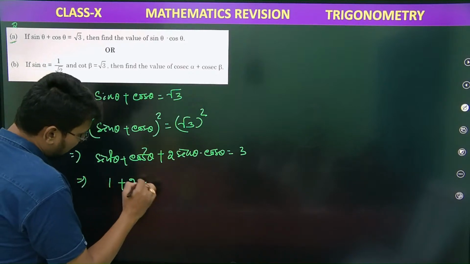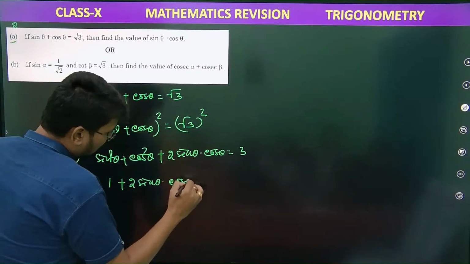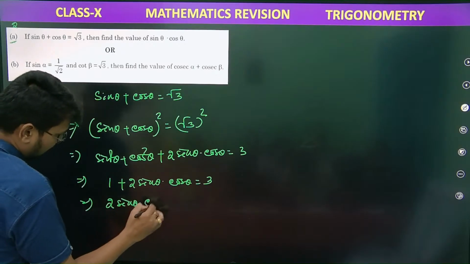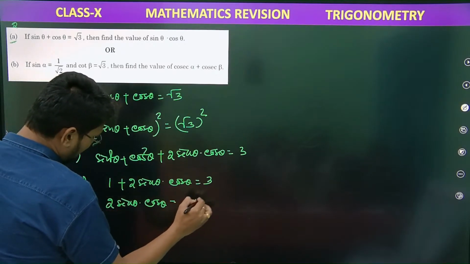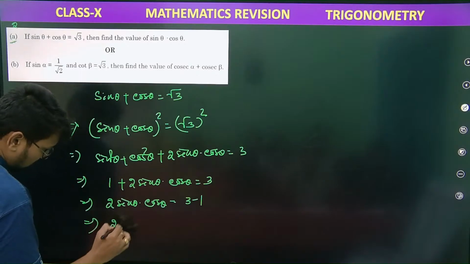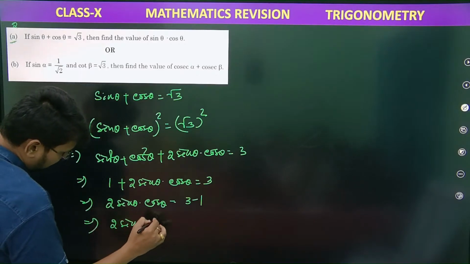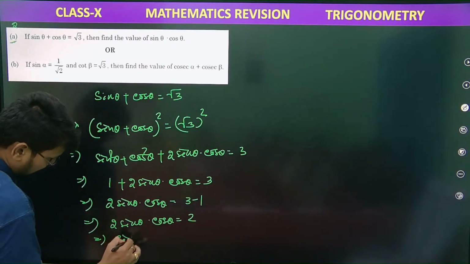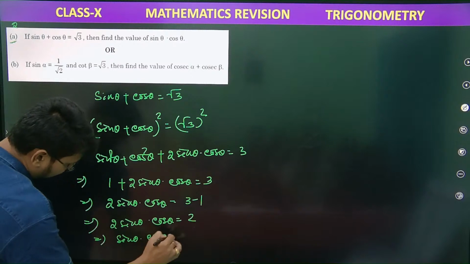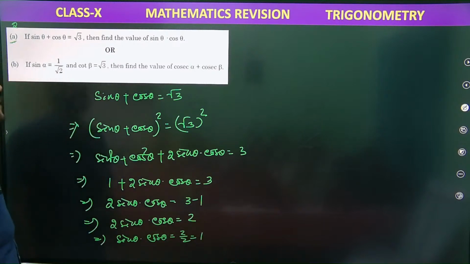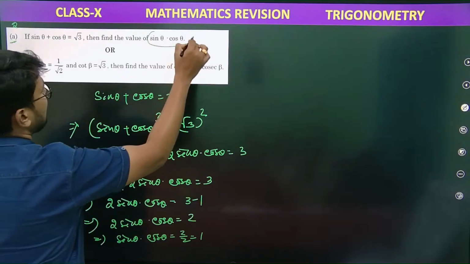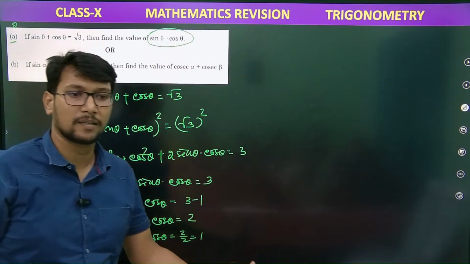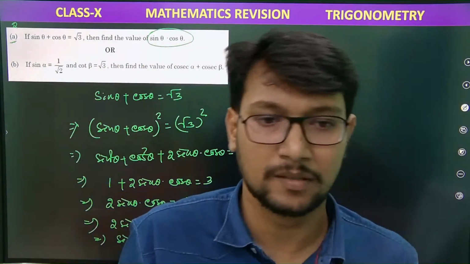So 1 plus 2 sin theta cos theta equals 3, and this implies 2 sin theta cos theta equals 3 minus 1. 3 minus 1 is how much? 2. So 2 will be divided that side. So sin theta cos theta equals 2 by 2, which is equal to 1. Clear, everyone? So the question is asking to find sin theta cos theta, and we have got sin theta cos theta is 1. Got it, everyone?